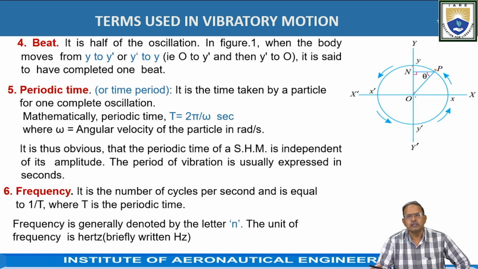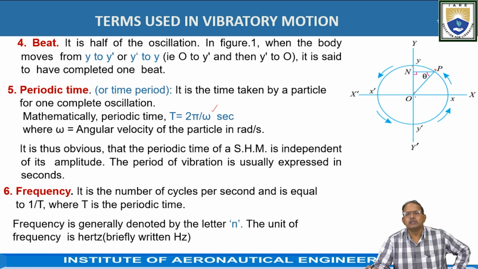Periodic time is defined as the time taken by the oscillating body for one complete oscillation. It is the time taken by a particle having simple harmonic motion for one cycle or one oscillation. It is called periodic time. Generally, T is equal to 2 pi by omega, where omega represents the angular velocity of the body which is moving along the circumference of the circle.